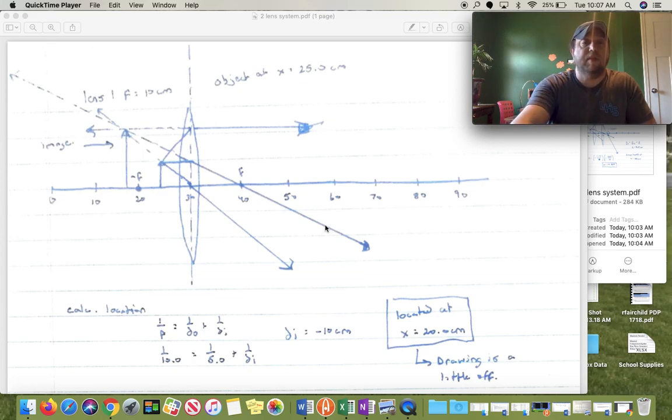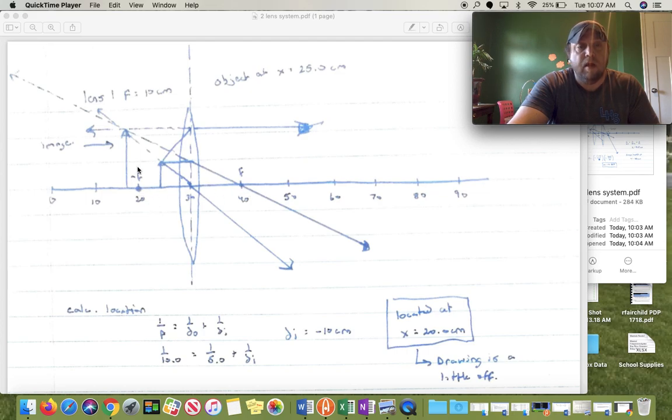As you can see in the first diagram, I'm going to go through just the sample problems. This is just a review here to start off with, but we have a double convex lens located at x equals 30 centimeters on this diagram. We have an object located at x equals 25 centimeters. Now, the lens has a focal length of 10 centimeters, so notice that I have the focal points drawn on here.